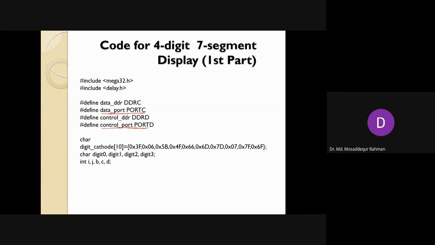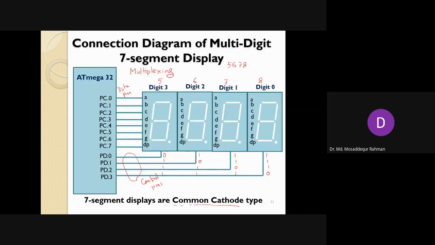So what is the first thing you need to do when you want to display a multi-digit number? Let's say you have to display 5678 in this multi-digit display board. What's the first thing you have to do?